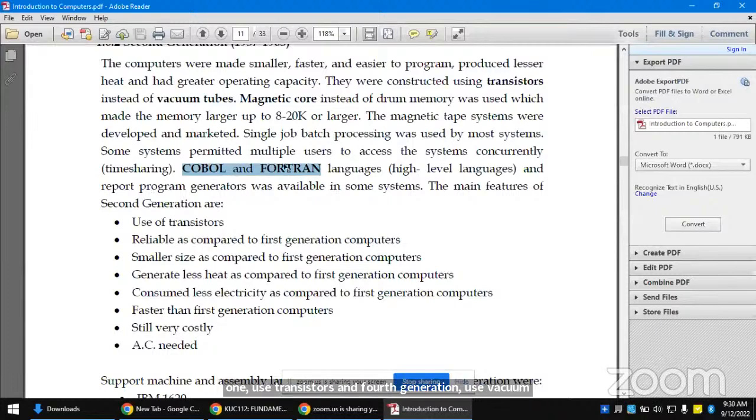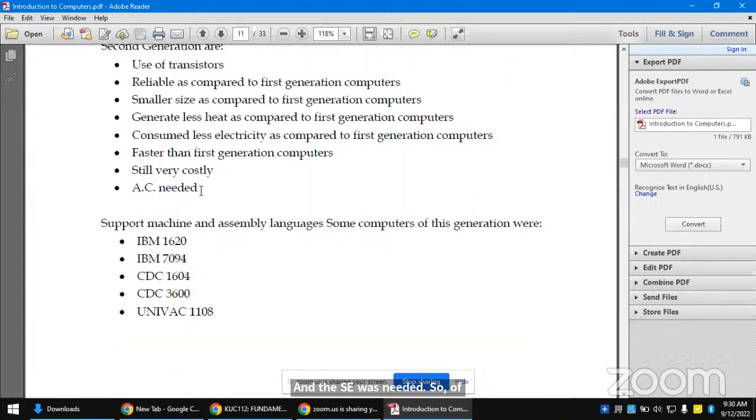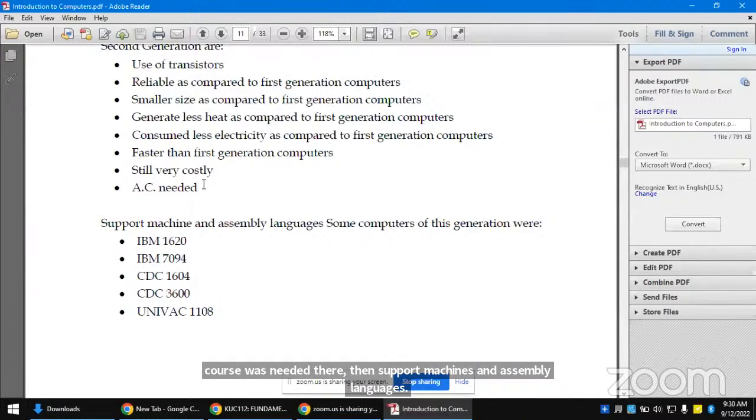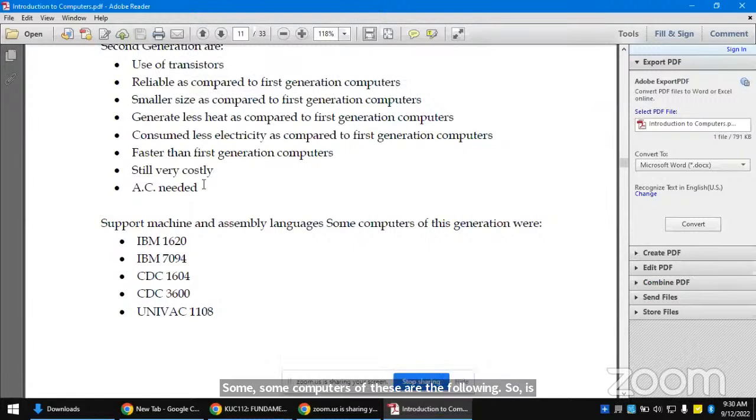Then they were reliable as compared to the first one. The other ones were very unreliable, but this one became reliable. Small size as compared to the first generation computers, generated less heat, consumed less electricity, and were faster than the first generation computers. Still very costly, and AC was needed. Of course, electricity was needed there. Then support machines and assembly languages. Some computers of this generation were the following. These are examples of the computers that existed.